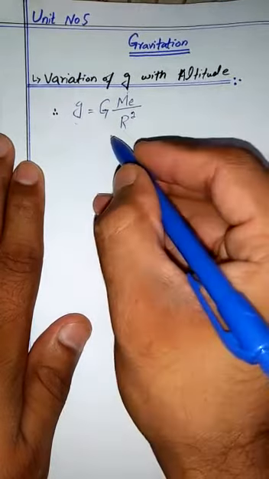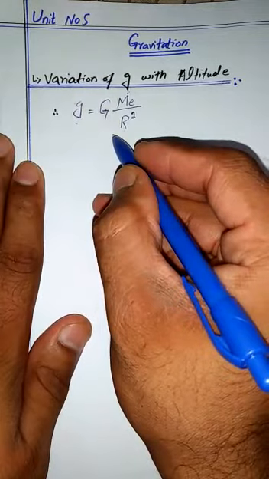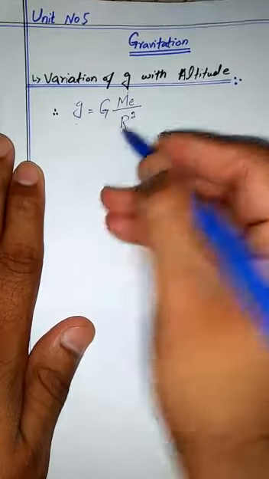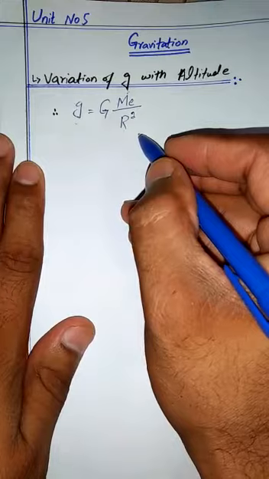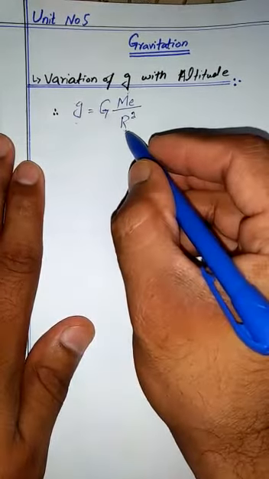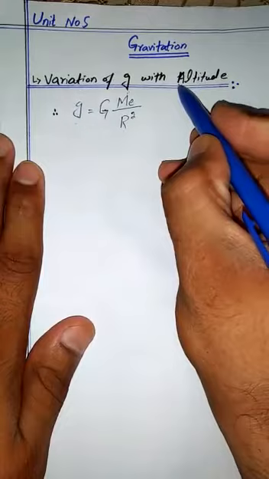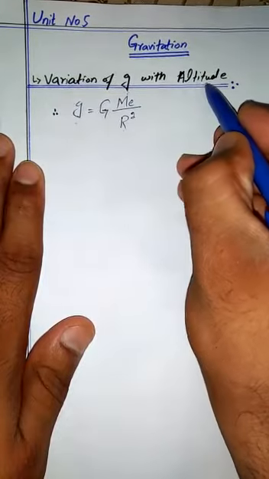Altitude is the height of an object or a place above the sea level. The value of g is greater at sea level than on the hills. Here the new word is altitude. Another word for altitude is height.